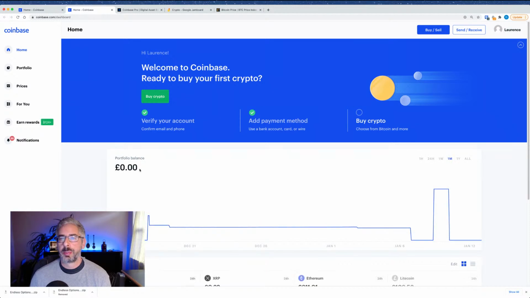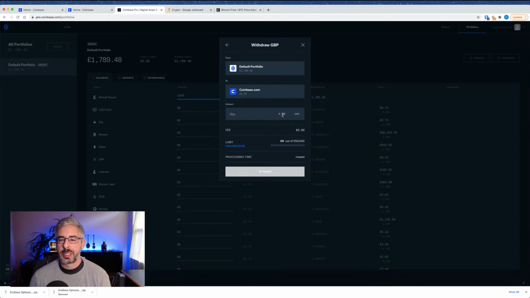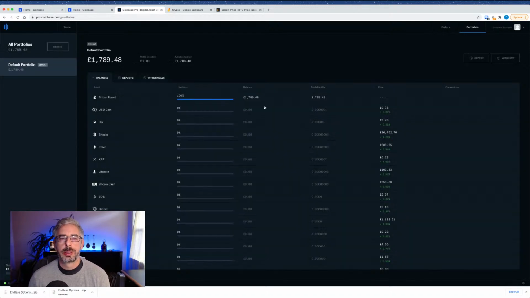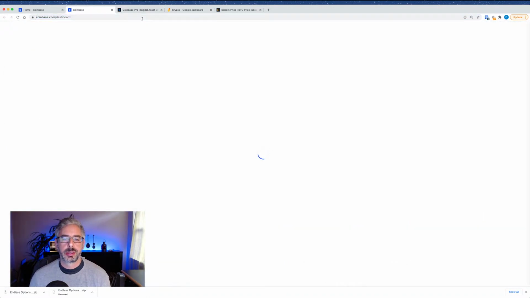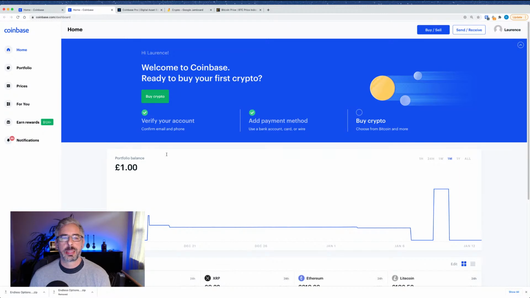But you can see now if I refresh my Coinbase account, there will be 0 in there. Right, so now I have a 0 balance. If I go back to the Pro and I say I want to send, I'll send a pound just to show you how quick this is. Withdraw a pound. Done. And refresh and you'll see a pound in here. So that's it. That's simple.